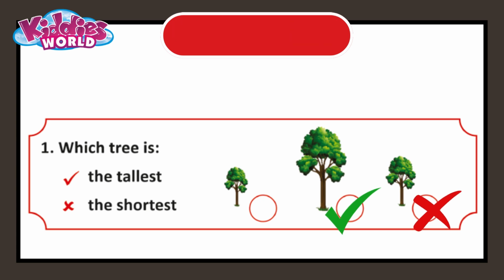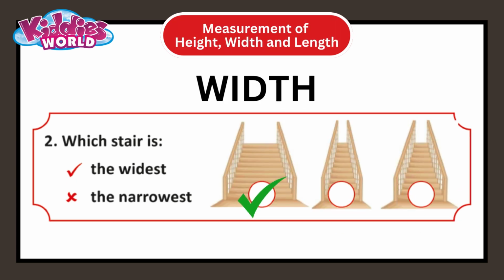Now, let's talk about width. Look at these stairs. Which one is the widest? Yes, this one is the widest, and which one is the narrowest? You got it. This stair here is the narrowest.